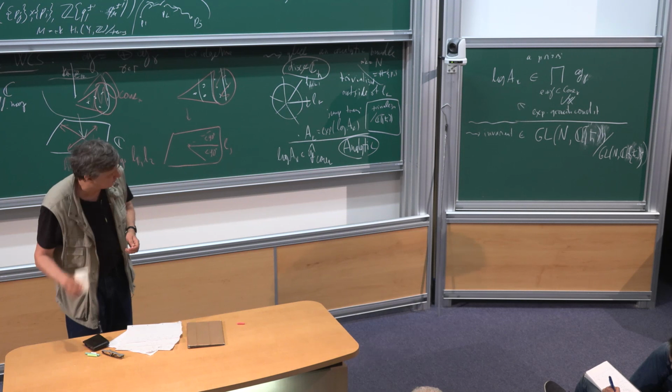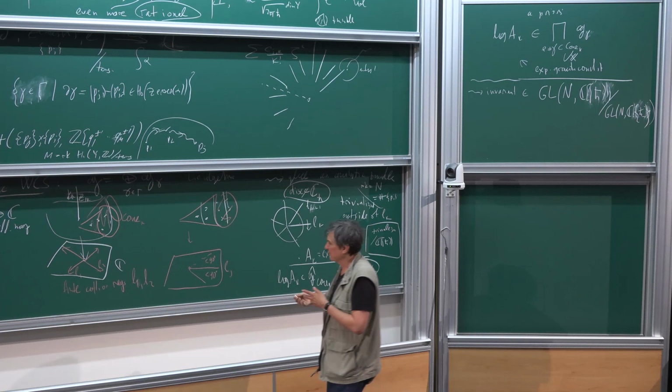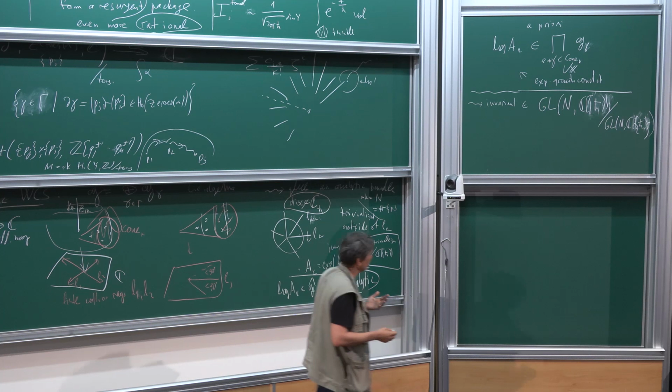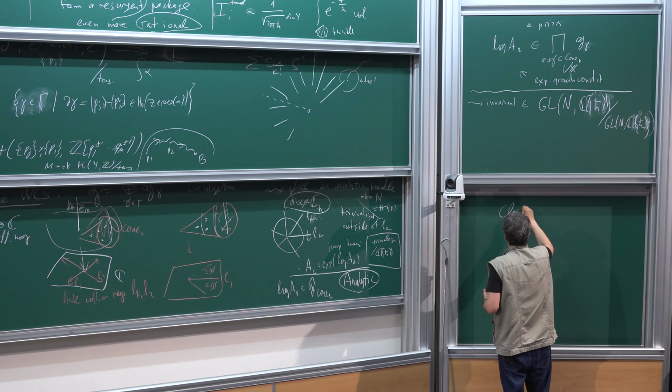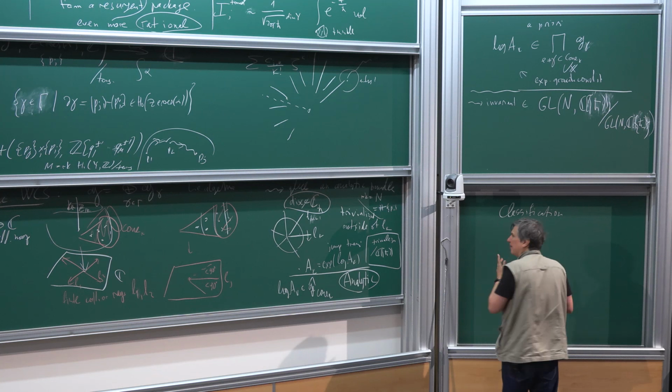Now, there is this notion of analytic crossing structure. There is a formal notion when you don't put the condition of convergence, but you have the same notion of formal crossing structure. And there is a kind of classification. If you put in all this game, what is going on?